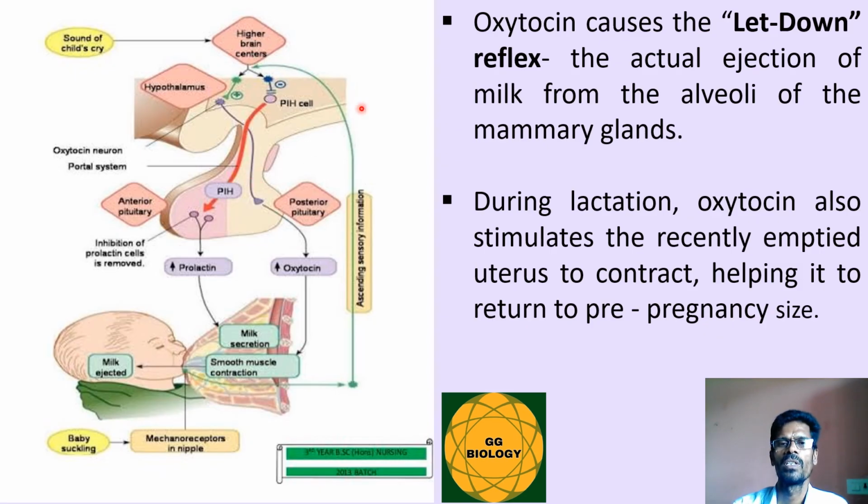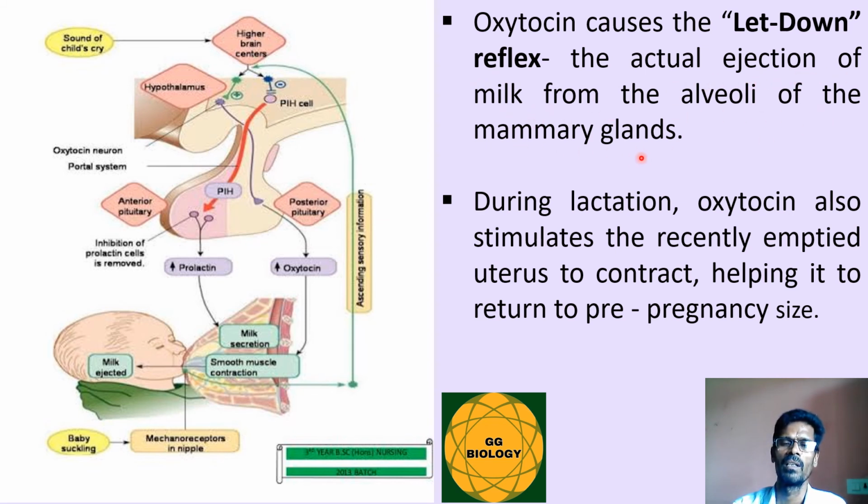Oxytocin also brings about another important reflex known as the let down reflex. The let down reflex is nothing but the actual ejection of milk from the alveoli of the mammary glands. We may get this question from a 2-mark point of view: define let down reflex, which is the release of milk from the alveoli of the mammary glands.